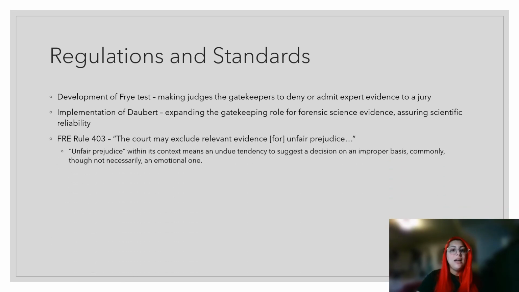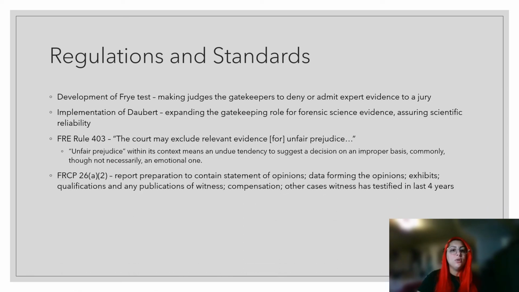The Federal Rules of Evidence, Rule 403: the court may exclude relevant evidence for unfair prejudice. And unfair prejudice, within its context, means an undue tendency to suggest a decision on an improper basis, commonly, though not necessarily, an emotional one. We also have the Federal Rules of Civil Procedure, 26(a)(2): report preparation to contain a statement of opinions, data forming the opinions themselves, the exhibits, qualifications and any publications of witnesses, compensation for those witnesses, and other cases that those witnesses have testified in the last 4 years.